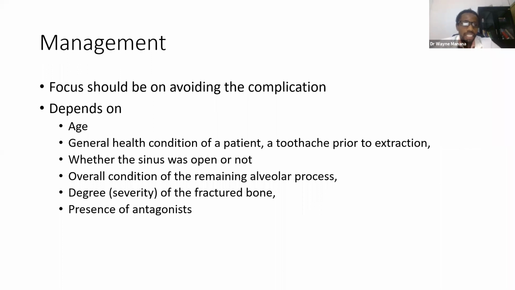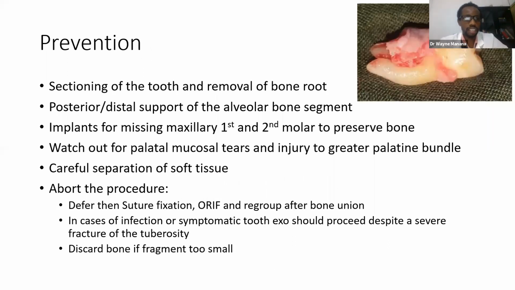So how do we manage these patients? The focus should be on avoiding the complication. Of course, the management depends on the age, the general health of the patient, and whether there's an oral antral communication. It also depends on the overall condition of the alveolar process, the degree of the fracture, and the presence of antagonist. So how do we prevent this risk?